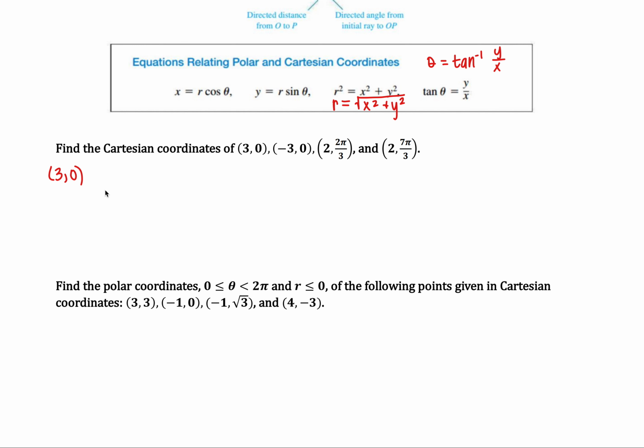To write this as a Cartesian coordinate, the x value is r cosine theta, so we'd have 3 times the cosine of 0. And the y value is r sine theta, so in this case 3 sine 0. Cosine 0 is 1, sine 0 is 0, so we have 3 times 1, which is 3, and then 3 times 0, which is 0. So it's going to be the Cartesian coordinate 3, 0. So in this case, they look identical.